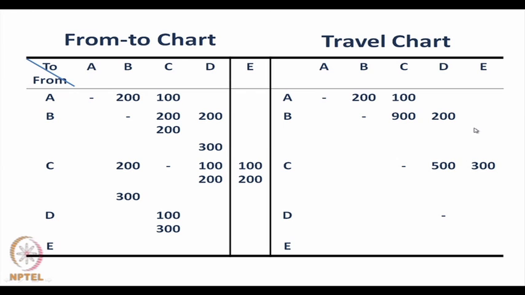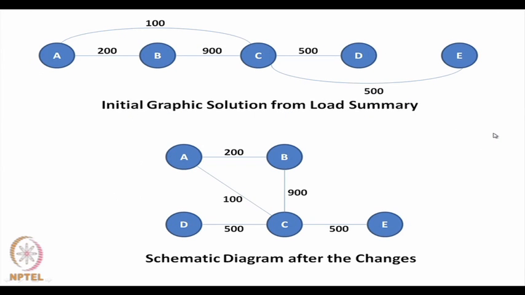So, what is now done is that from these values we construct an initial graphic solution, where we show almost in a linear fashion first of all the departments or operations. So, these are A, B, C, D, E, and the quantity travelling between various departments is written down along the arc that joins these nodes. So, between A and B the amount travelling is 200, between B and C 900, C and D 500, A and C 100 and C and D 500.